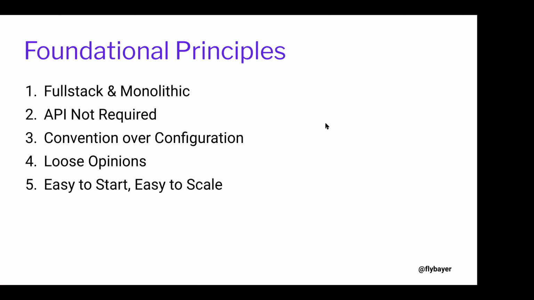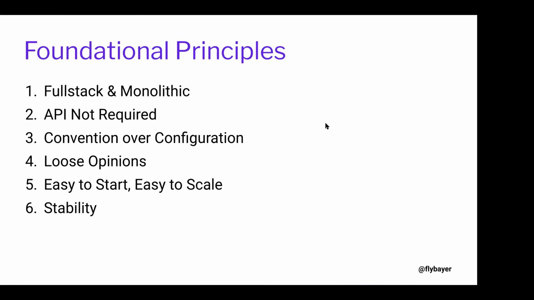Number five, easy to start, easy to scale. It has to be easy to get going, make an MVP, side project, etc. But it also has to be easy to scale. It's no good if something is just great for a side project, but then when you try to build a real business around it, it falls apart. One of these cases is Firebase, for example. And so we want to avoid that.